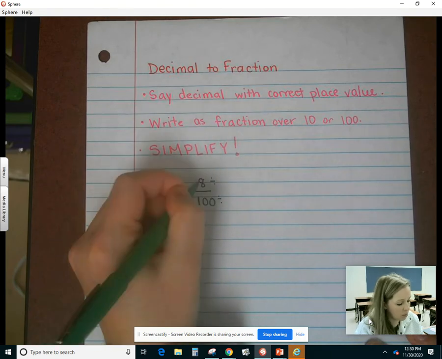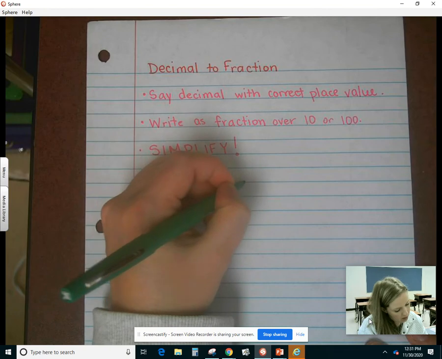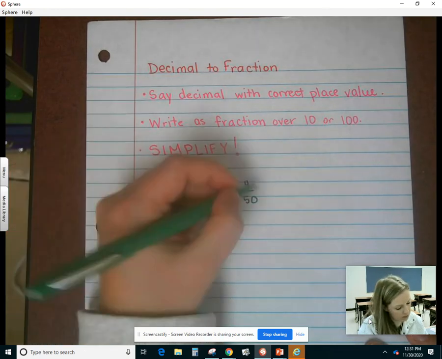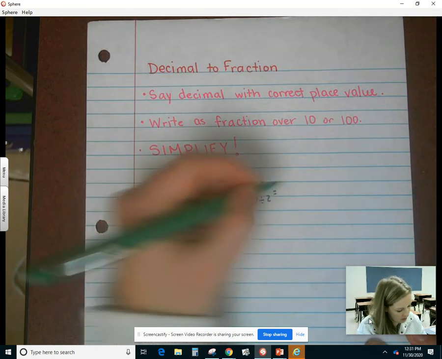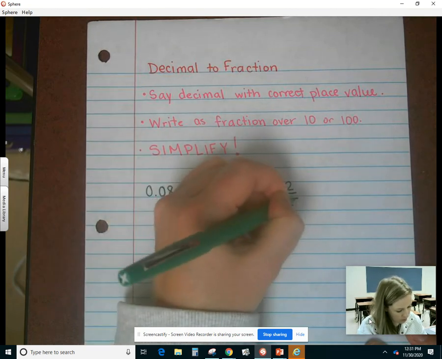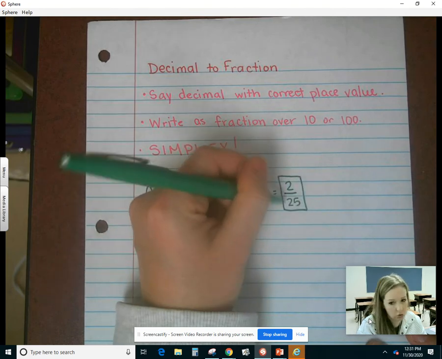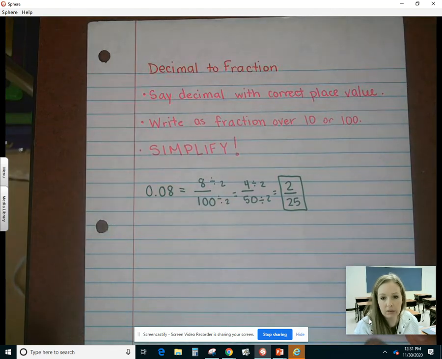So I noticed that both of those are even, which means I could divide by 2. And that's going to give me 4 over 50. But those are both still even, so I'm going to divide by 2 again. And I get 2 over 25. I can't divide by 2 this time because 2 is divisible by 2, but 25 is not. So 0.08 or 8 hundredths is equivalent to 2 over 25.